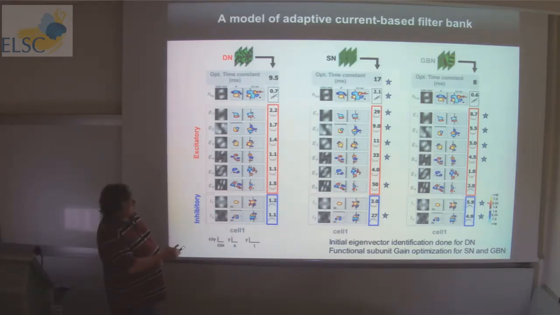So, for instance, the linear kernel here. But look here, the first subunit becomes much more dominant for the sparse noise. The fourth one becomes much more dominant for dense noise than for sparse noise, and so on. So you see this up and down regulation of the subunits explaining the same receptive field and its functional adaptation.